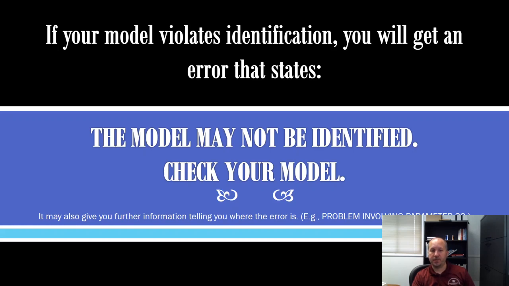Check your model. It may give you additional information after that sentence telling you where the problem is. So it may say, for example, the problem involving parameter 32. So it will try and tell you where it seems to be a problem with identification. But if you have that issue, then you can go back to your model and determine your total degrees of freedom and figure that out.